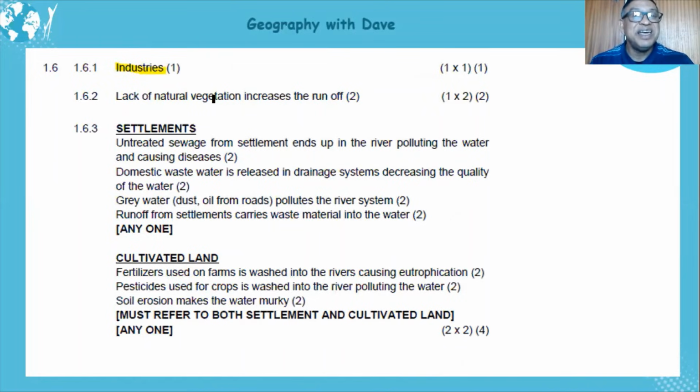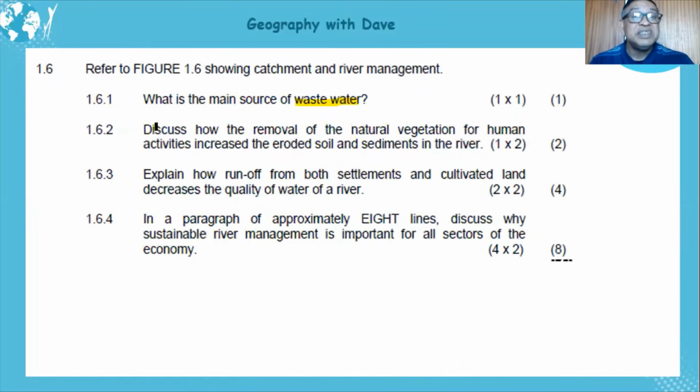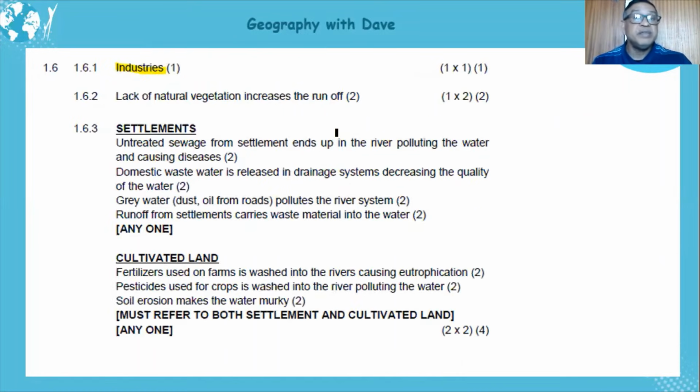Industries. Okay, let's look at the next question. Discuss how the removal of natural vegetation for human activities increased eroded soil and sediments in the river. Of course, when you remove vegetation, what happens to the runoff? It becomes greater. It erodes the soil. You understand? So runoff is your main factor.